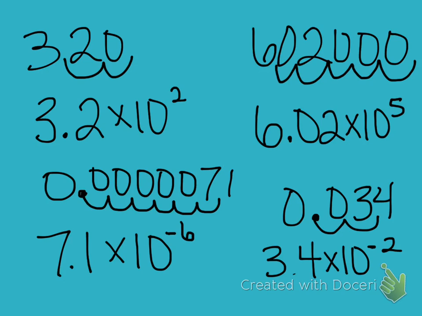So anytime the number is less than 1, we know we're going to be moving to the right, and it creates a negative exponent. Anytime the number starts out greater than 1, we know we'll be moving to the left, and it will create a positive exponent.